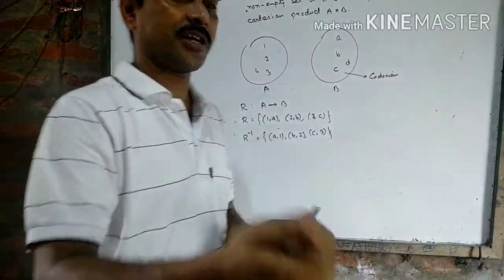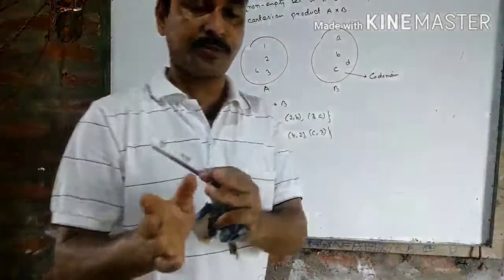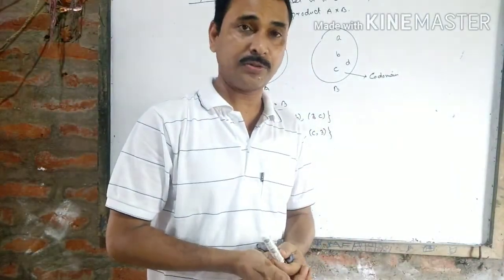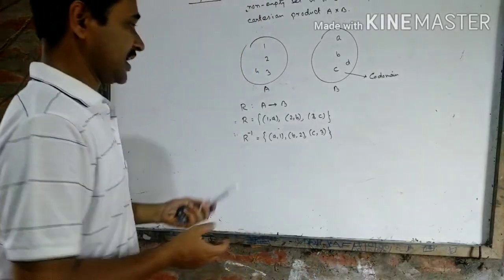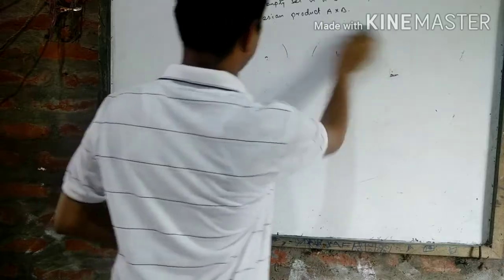If R is a relation from A to B, then R inverse is a relation from B to A. R is a relation from A to B, R inverse is a relation from B to A. These are the related terms of a relation. Let us do some examples.